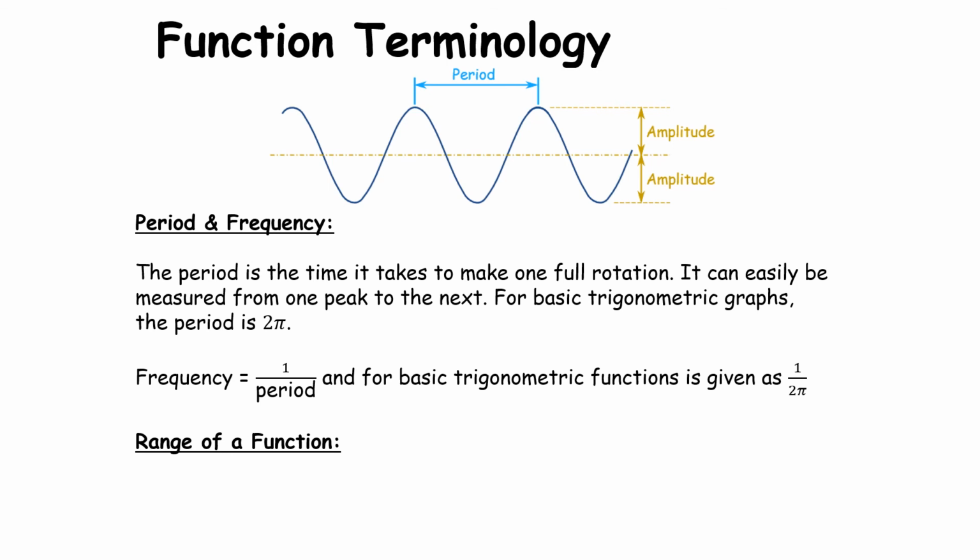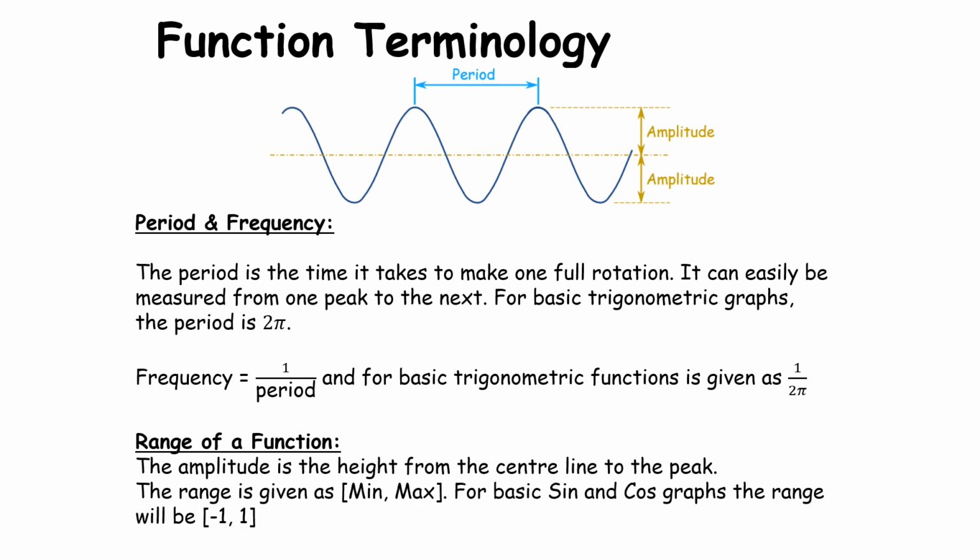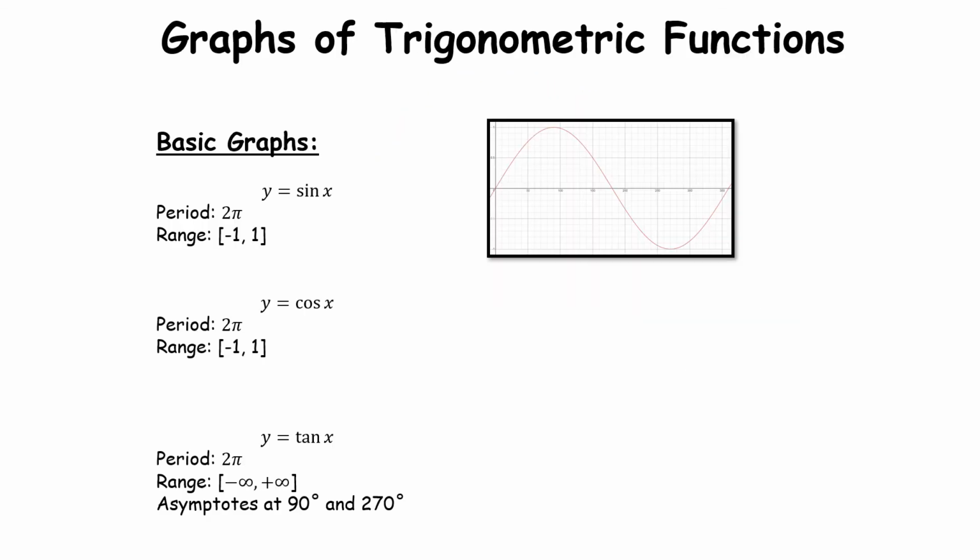And the range of the function, first of all, the amplitude is like its height from center. So the center line to the peak, the amplitude. So therefore, the actual range, from min to max, that's like twice the amplitude. So when we ask for the range of the function, we give our minimum point and our maximum point. For basic sine and cos graphs, it's -1 to 1. For our tan graphs, because they can take any value, it'll be -infinity to infinity.